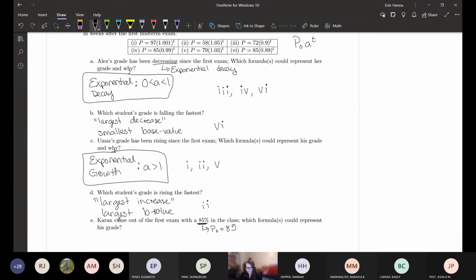There's 2 of them. There's the number 4 and the number 6. Those are the only 2 with the 85 in the front, because the value that doesn't have the exponent attached to it is our initial value. So this could possibly be option 4 or option 6.